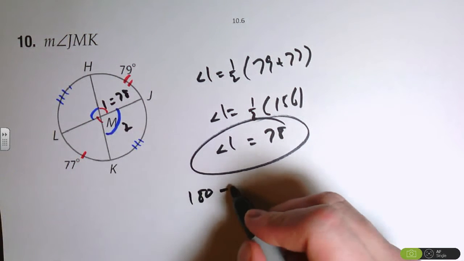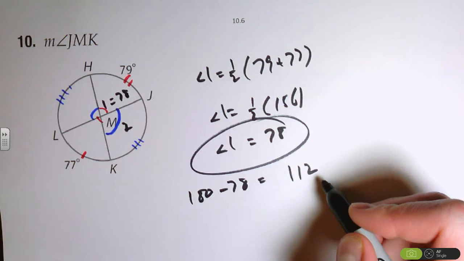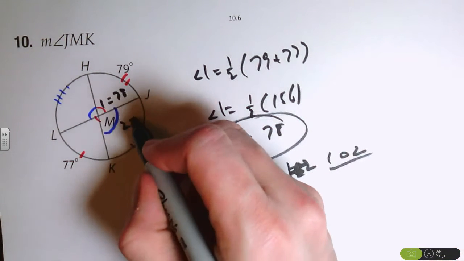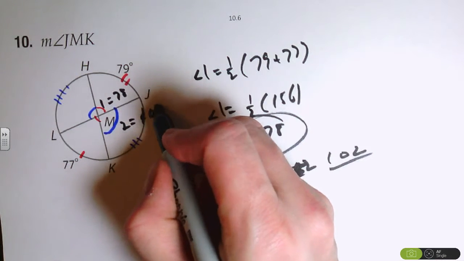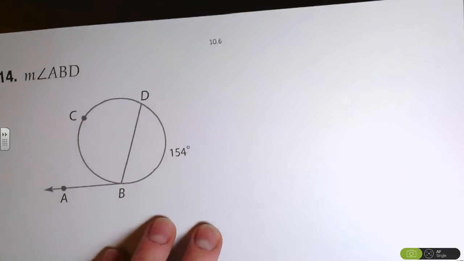So 180 minus 78 gives me, nope, strike that, 102 for this angle, which is what I really want. Okay. All right.